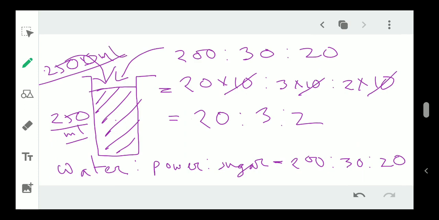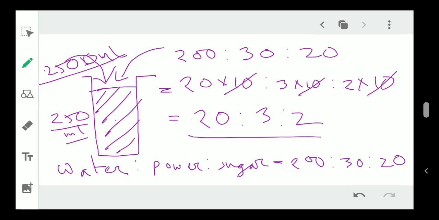But you only know that in 250 ml you need 30 and 20 milliliters of powder and sugar. But what will be the proportion or the amount of powder and sugar for 2500 ml of Rooh Afza? How to know that? So that's why this ratio is important.